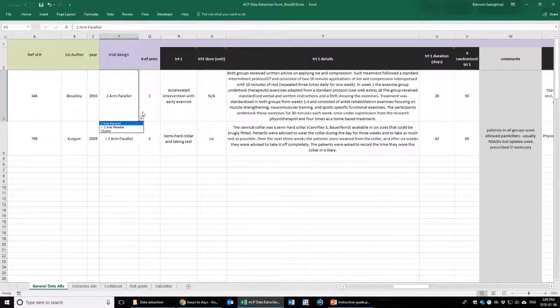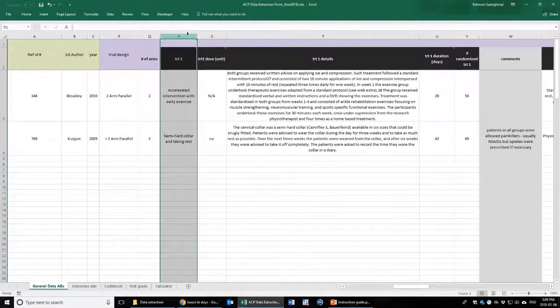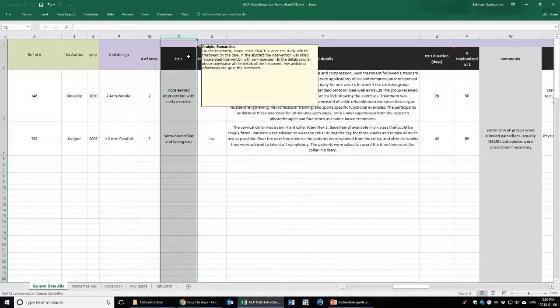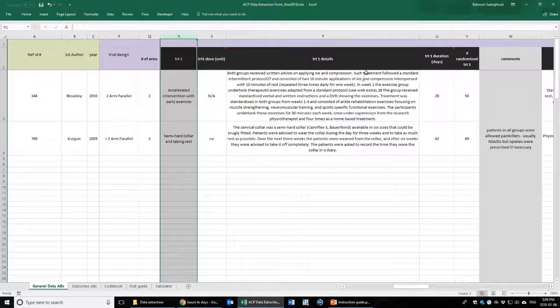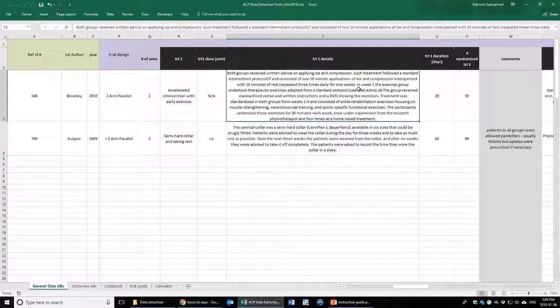We will note for each arm the treatment, dose, details, duration of treatment, and number randomized. For the name of treatment 1, enter it into column R exactly as the study calls it, usually in the abstract of the paper. Then in the details section, copy and paste all of the necessary details of the treatment. There is no need to be concerned about the amount of text. The statistician will use what he thinks is valuable and ignore the rest. And make sure to copy and paste it rather than paraphrasing.